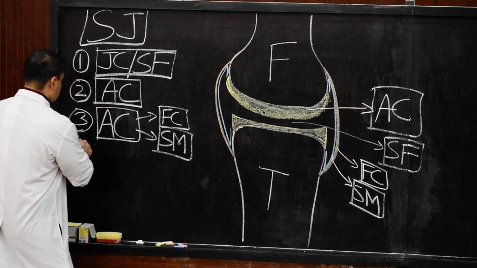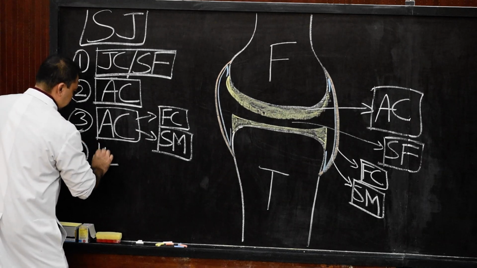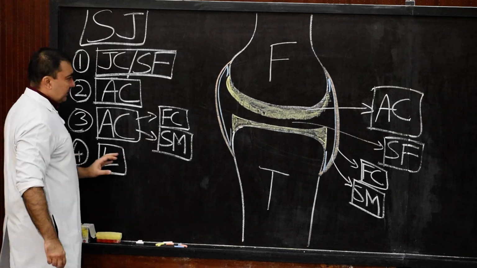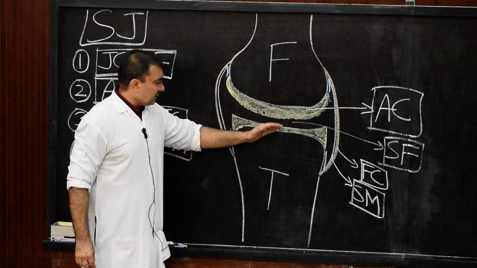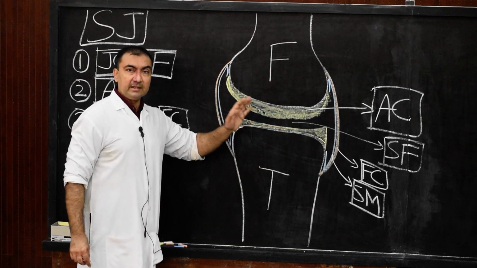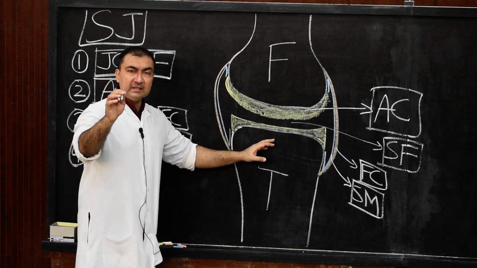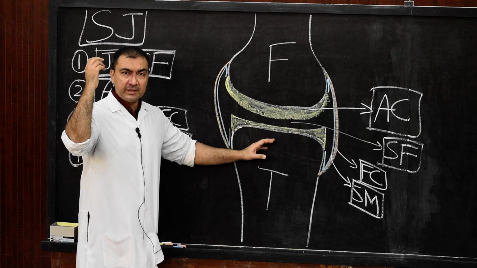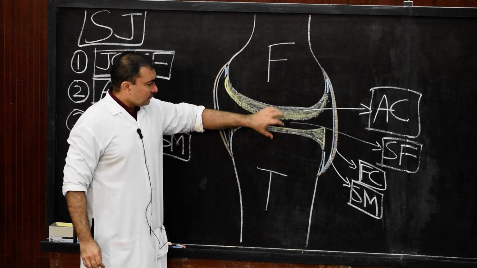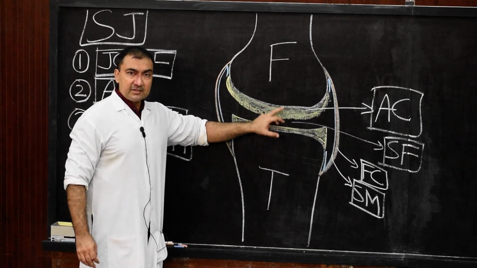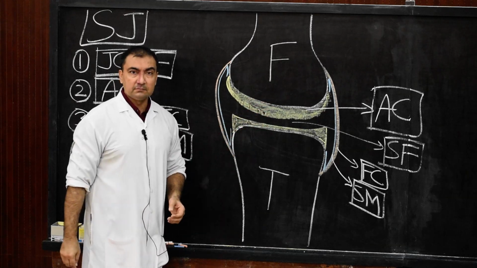Now the fourth feature, ligaments. The articulating bones which form a synovial joint are joined by various ligaments. There are numerous ligaments across the knee joint, elbow joint, and all the synovial joints. The articulating ends are joined by various ligaments. Ligaments form an important feature of synovial joints.